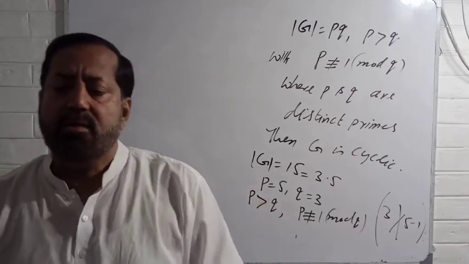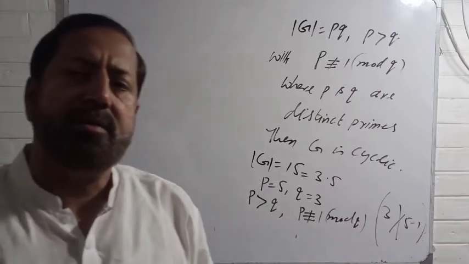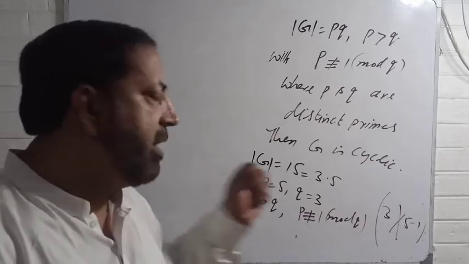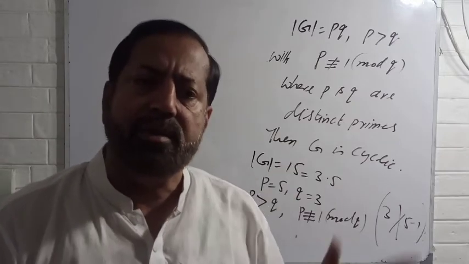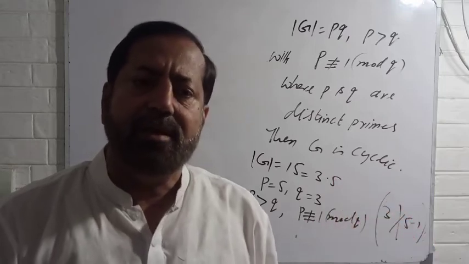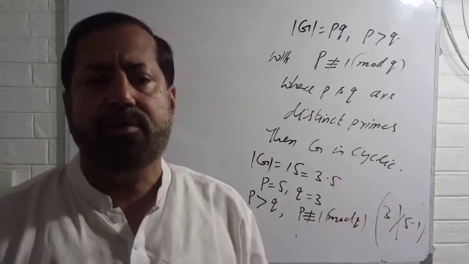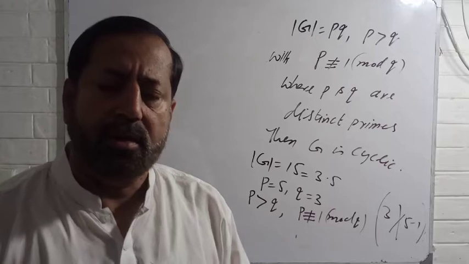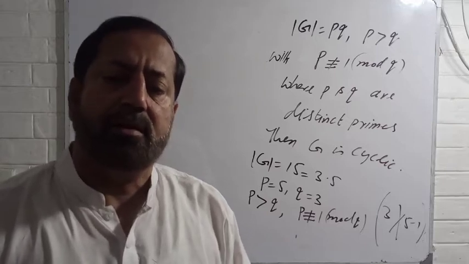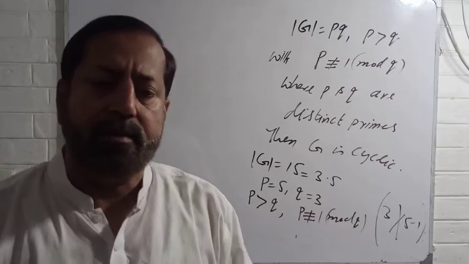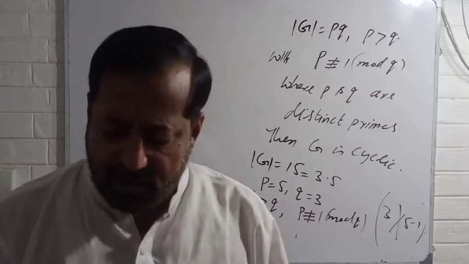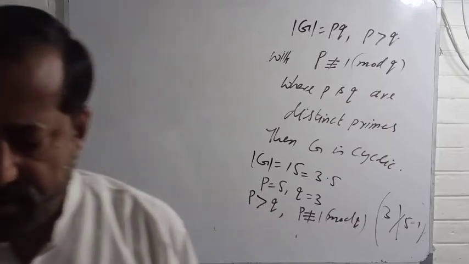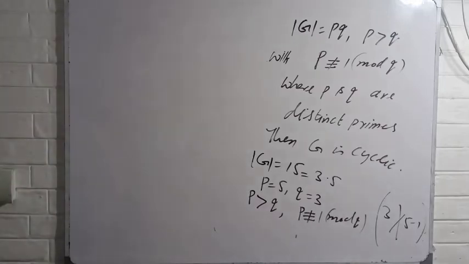Now today I am going to prove that we can prove directly that a group of order 15 is cyclic without using this theorem, and in fact I want to give an idea to prove some particular groups directly by means of Sylow's theorem. So we can prove this.